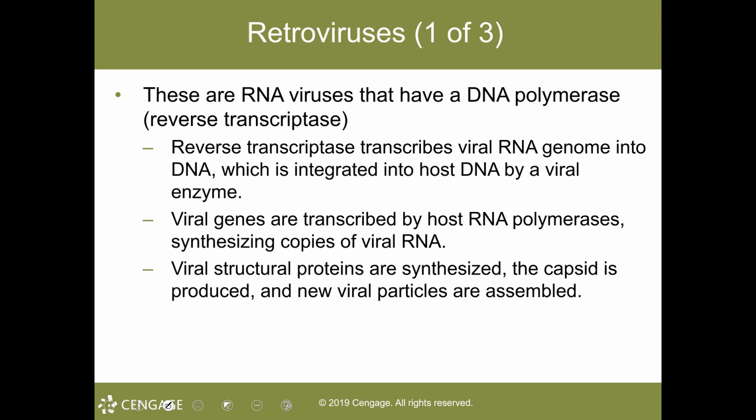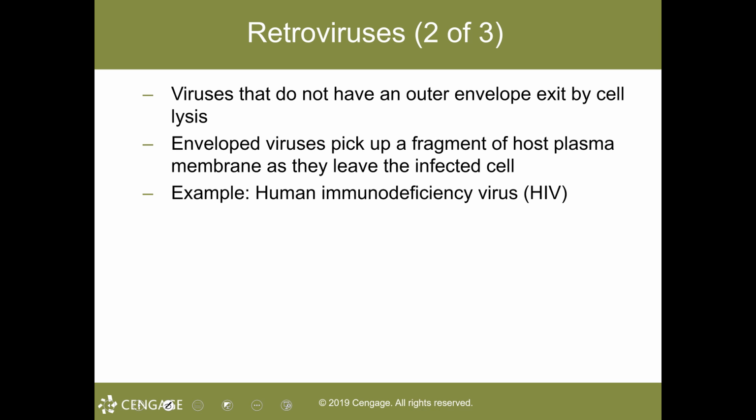So with retroviruses, these are those RNA viruses that have DNA polymerases and, of course, reverse transcriptase. What happens is reverse transcriptase transcribes the viral RNA genome into DNA, which is then integrated into the host DNA by a viral enzyme. Then the viral genes are transcribed by the host RNA polymerases to make more copies of viral RNA. Then the viral structural proteins are synthesized, the capsid is produced, and new viral particles are assembled. Viruses like this that do not have an outer envelope exit the cell by lysis, and then the enveloped viruses are picked up by a fragment of the host plasma membrane as they leave the infected cell.